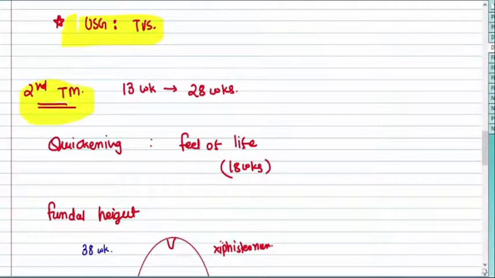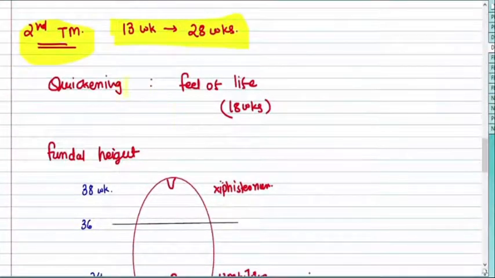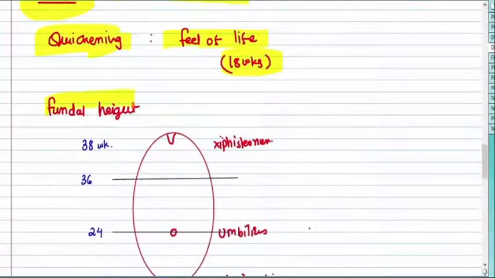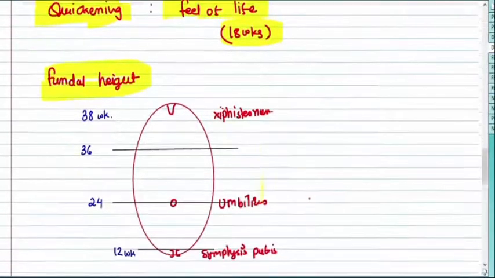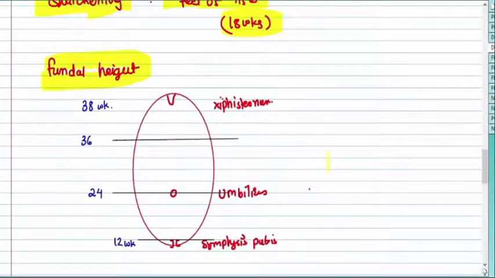Now the second trimester lasts from 13 weeks to 28 weeks. Quickening, which is the feel of life, happens at around 18 weeks. The uterine size keeps increasing, so the uterine fundal height is very important in diagnosing the gestational age of the mother with the help of simple clinical examination.